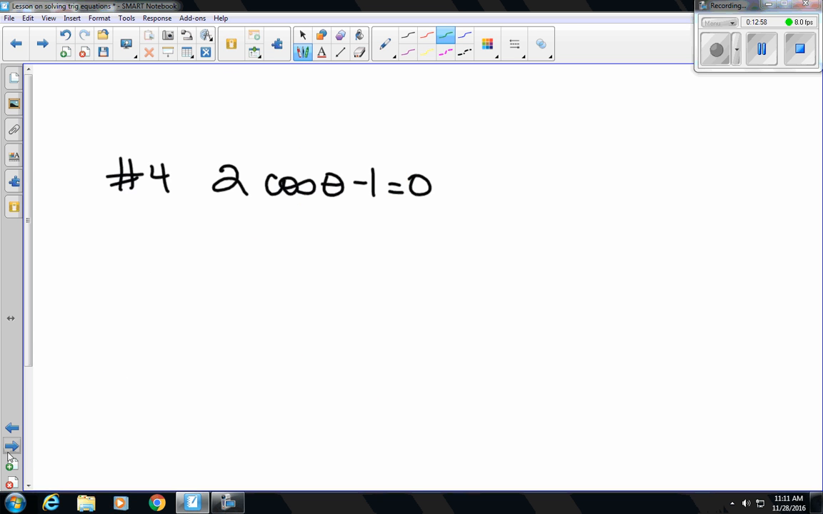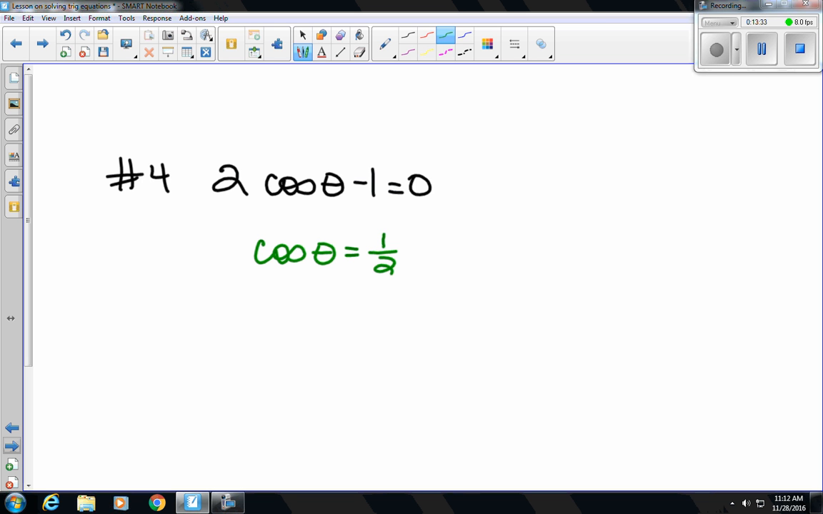All right, moving along. I bet you could do this one in one step. What does this simplify to? Cosine theta equals 1/2. Good. All right, so cosine is positive.